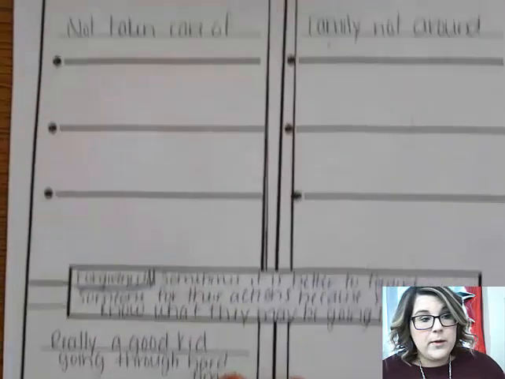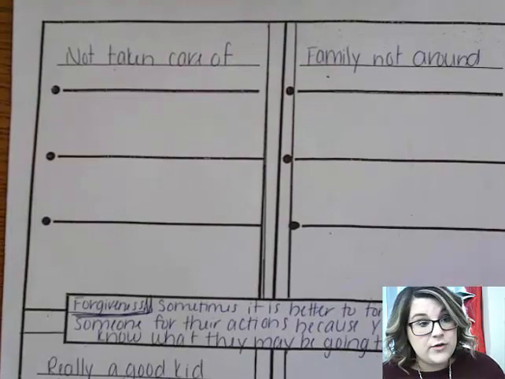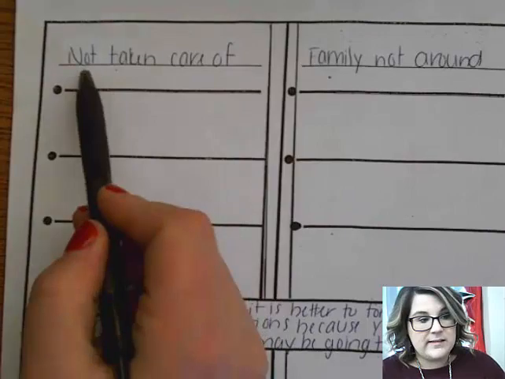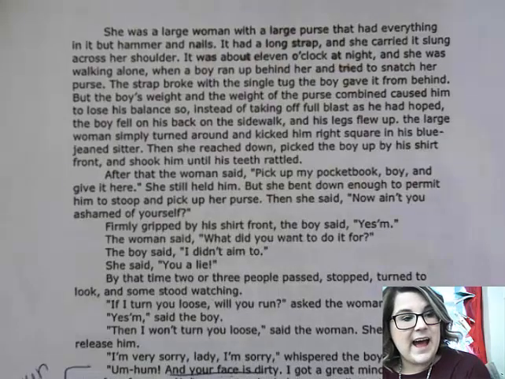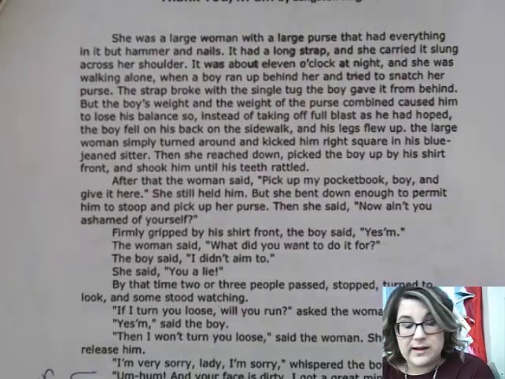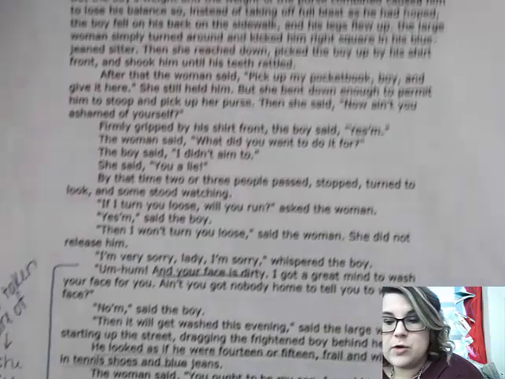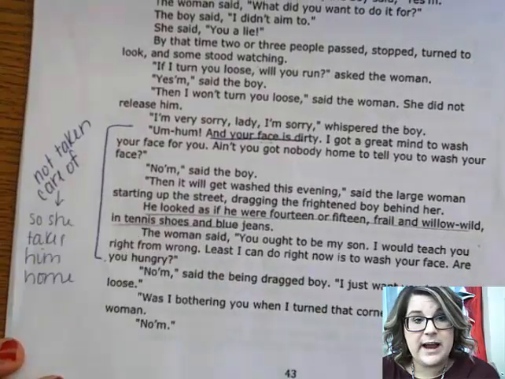Today our first bullet point in each box is going to be adding a quote to support this work. So my first idea is he's not taken care of, and I need to go into my text and find an exact quote that proves this. So I would go through and I'd reread. If you remember last time, I took some notes about which section shows that he's not taken care of.